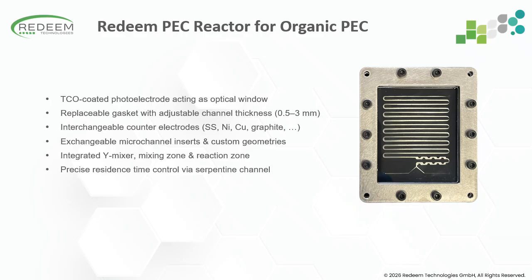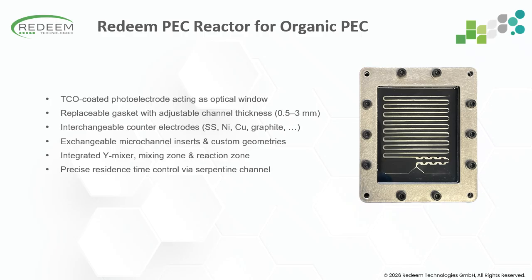The reaction channel itself is formed from a replaceable gasket, allowing the channel thickness to be adjusted from about 0.5 up to 3 millimeters depending on your application, and the rear plate simultaneously functions as a counter electrode. It can be manufactured from stainless steel, nickel or copper or even graphite sheets or other conductive materials. So this allows for different overpotentials against hydrogen, depending on your application. Another advantage here is the modular design, so different inserts can be exchanged depending on the application. And we can also manufacture custom channel geometries for you.